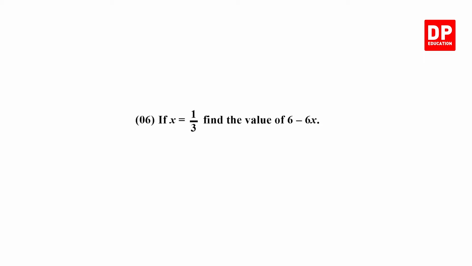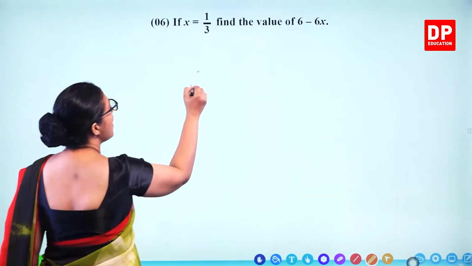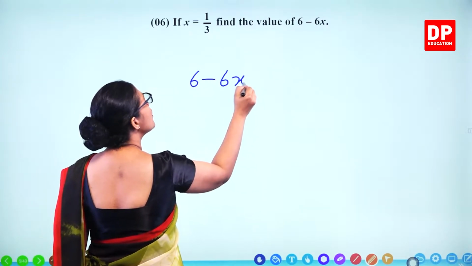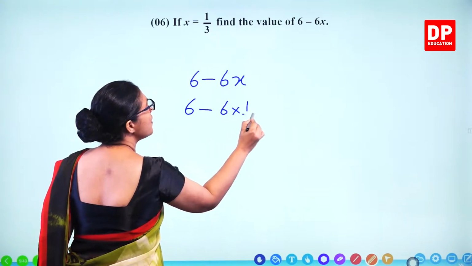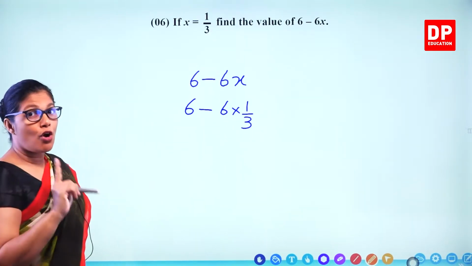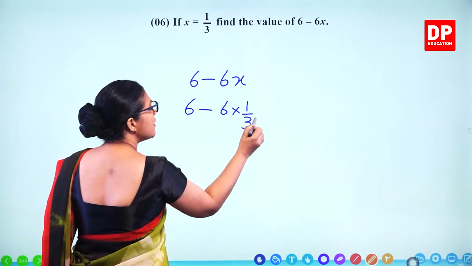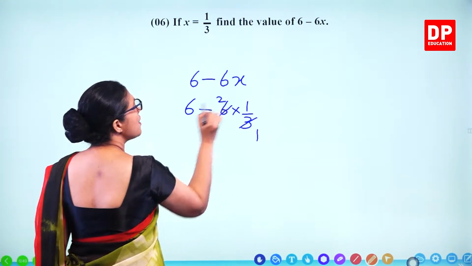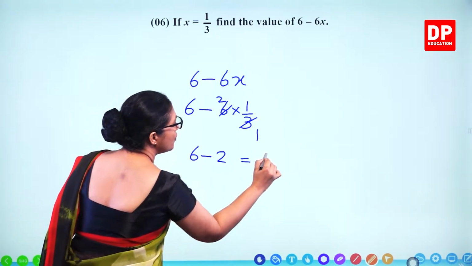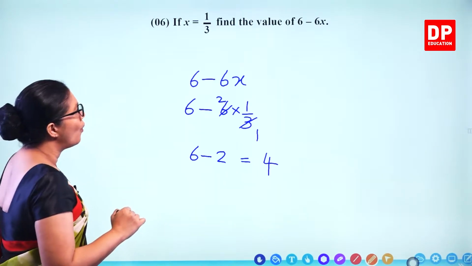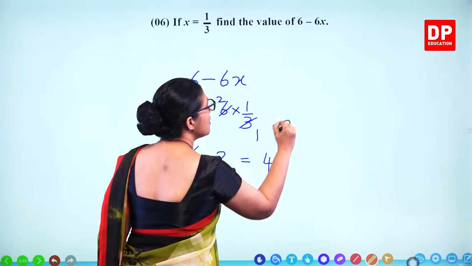Question number 6. If x equals 1/3, find the value of 6 minus 6x. So what you do? You have to substitute x equals 1/3. Then according to BODMAS, multiplication first. So you have to simplify this. 3 times 1, 3 times 2. 6 minus 2. You get 4. That's an easy one. Easily you can get 2 marks.